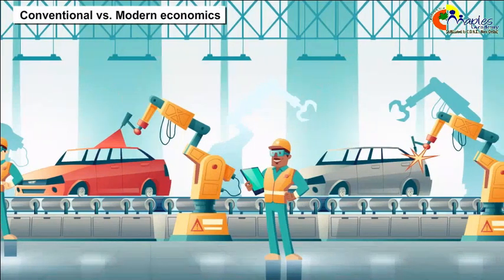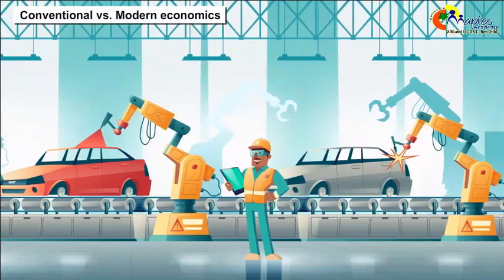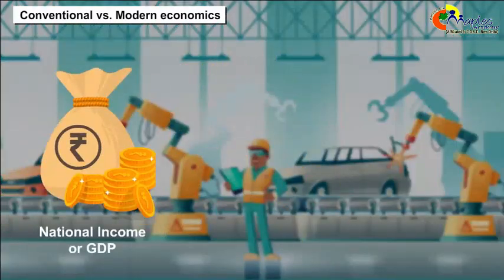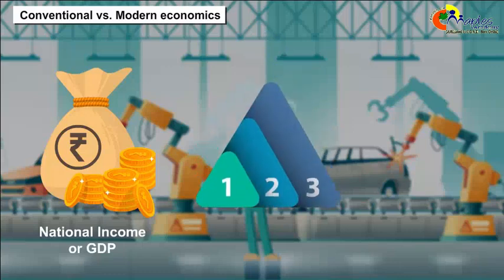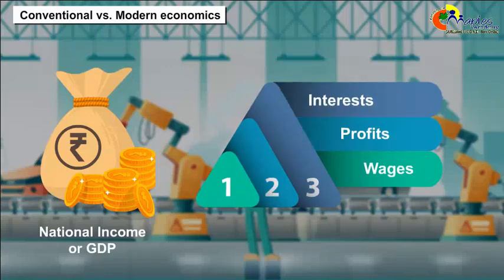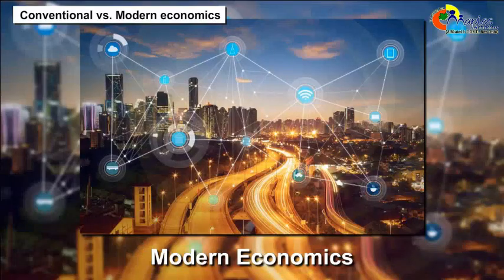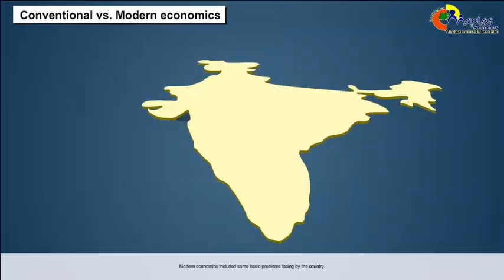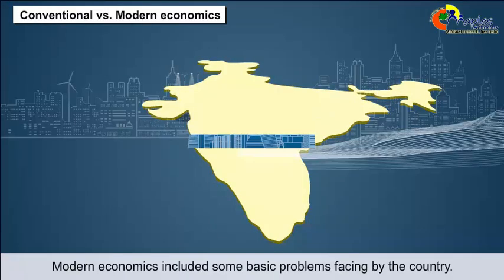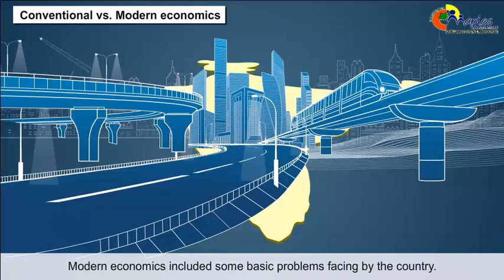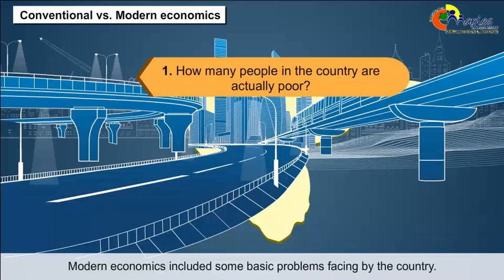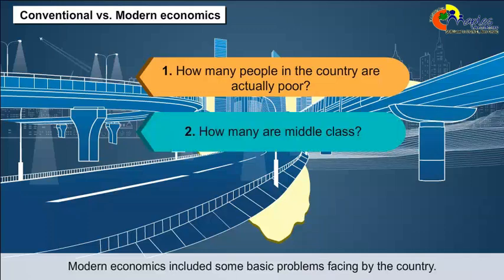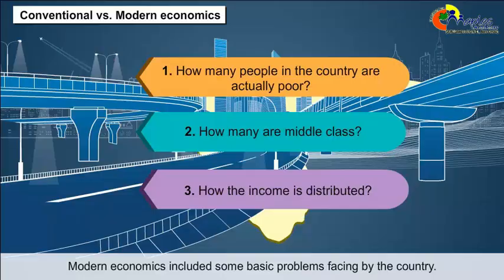The study of distribution helps us to know how the national income or GDP is distributed as wages, profits and interests. Modern economics. Modern economics includes some basic problems faced by the country, like how many people in the country are actually poor, how many are middle class, and how the income is distributed.